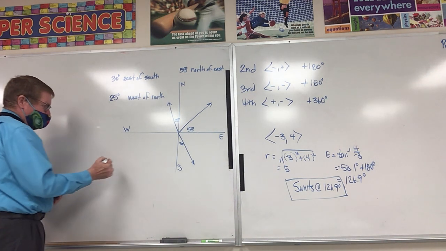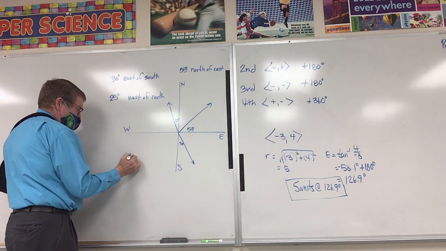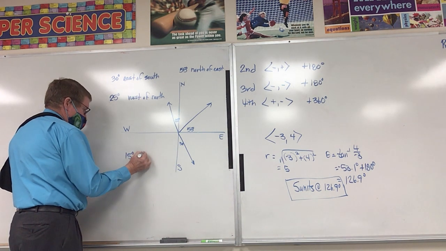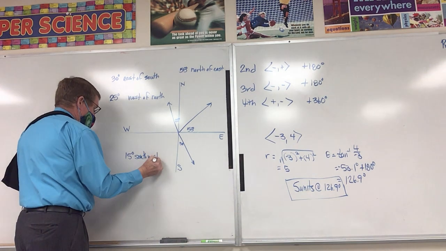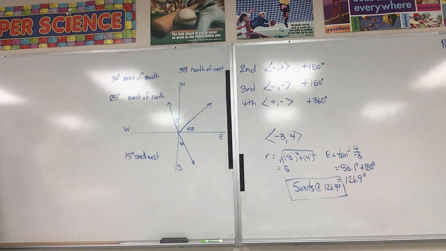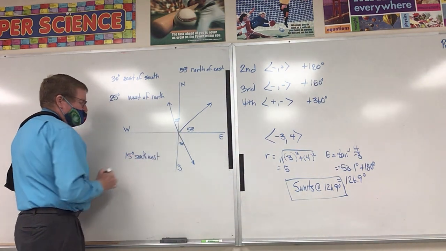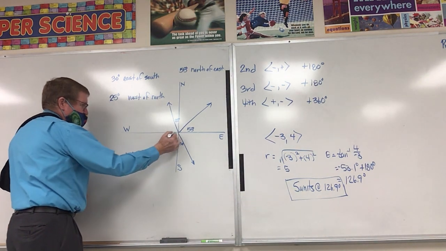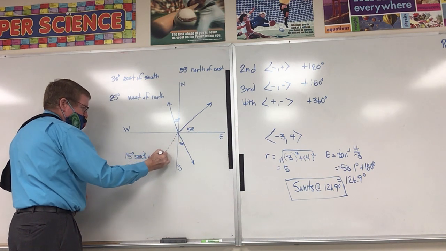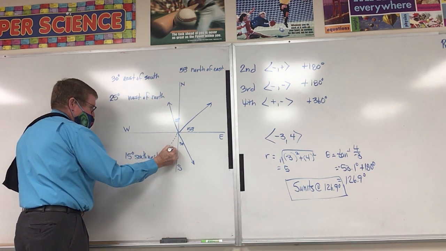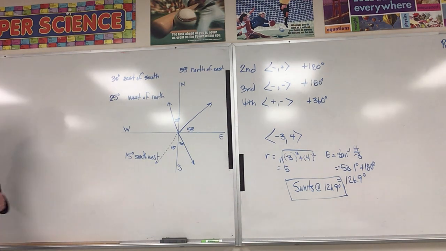They could just say, 15 degrees southwest. 15 degrees southwest should be here, west of south.